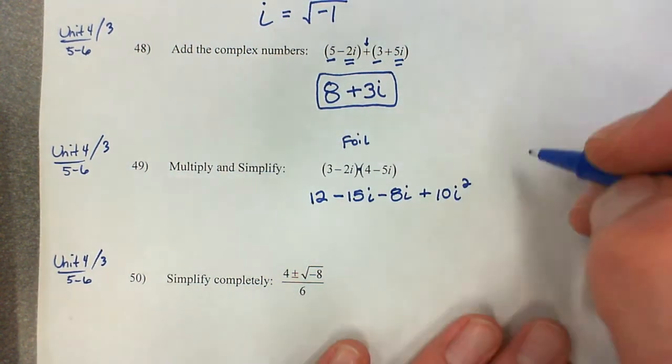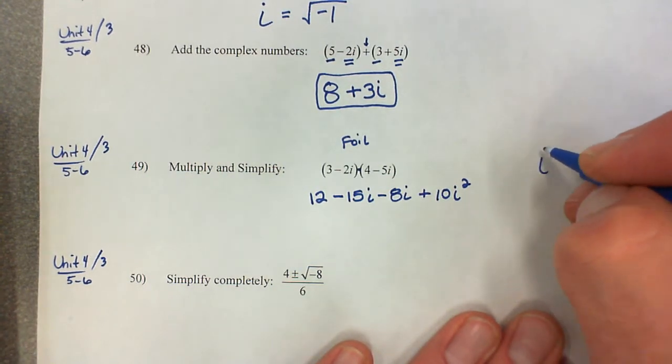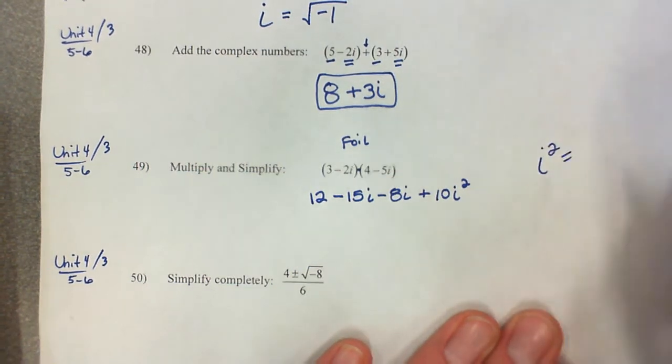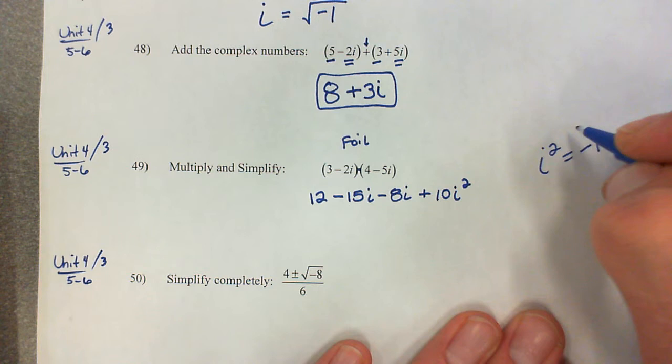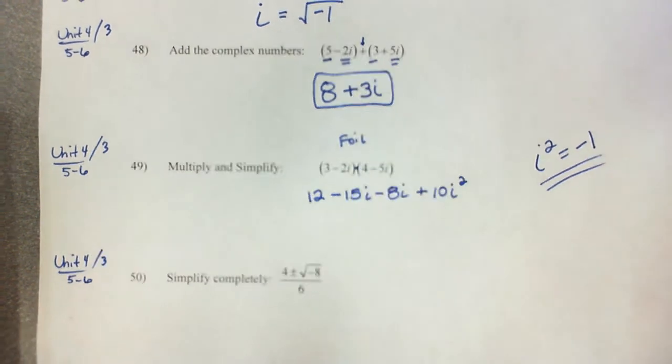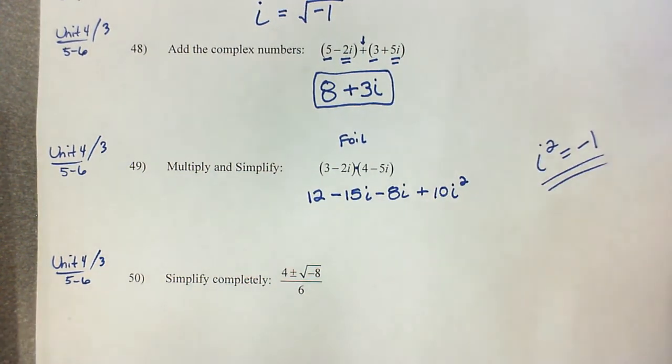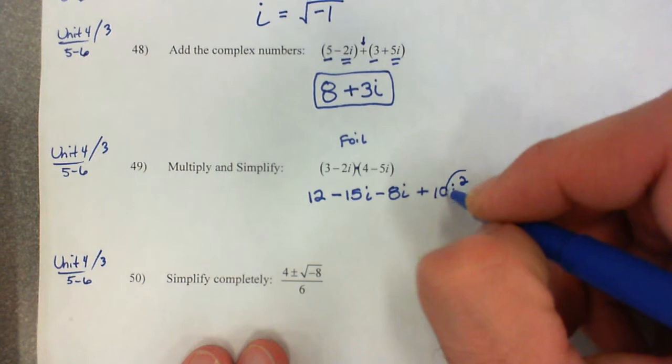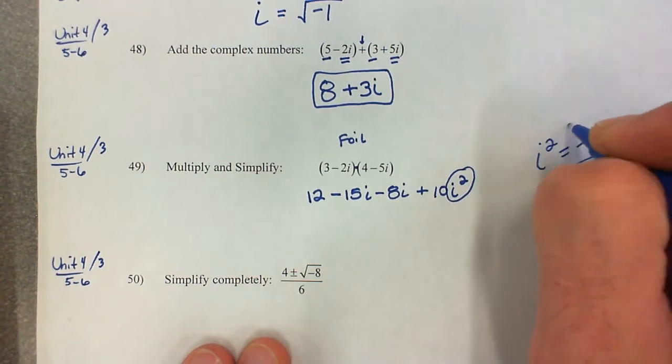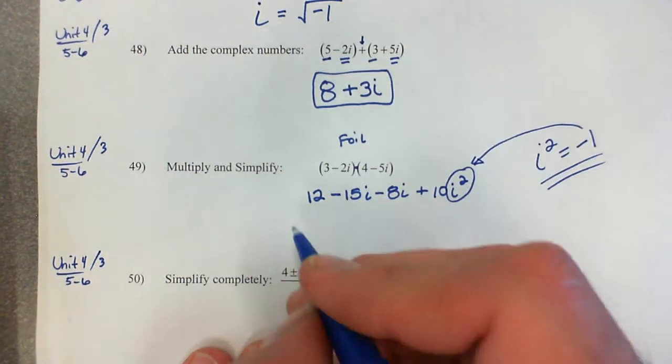Okay, and now here, we have this i squared. And remember that i squared equals -1. Very important that you understand that i squared equals -1, because what we're going to do is replace this with a -1.